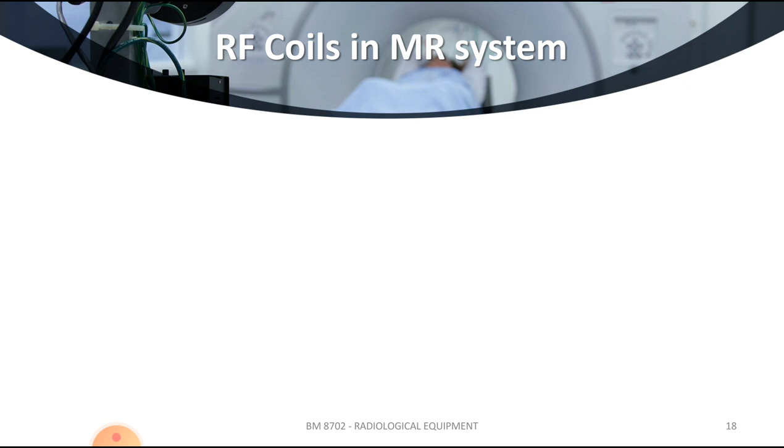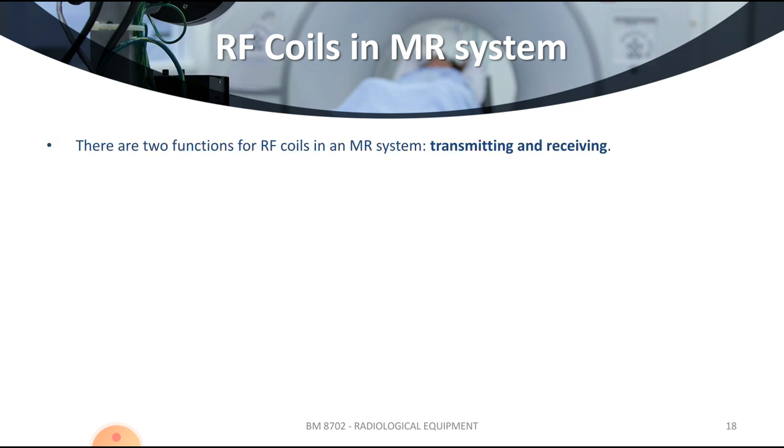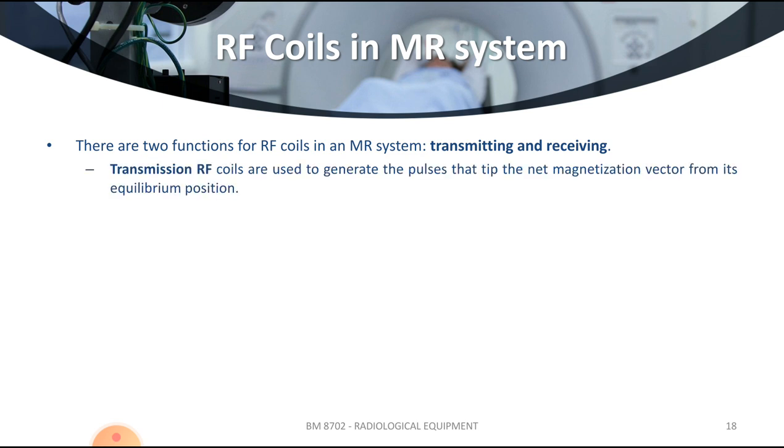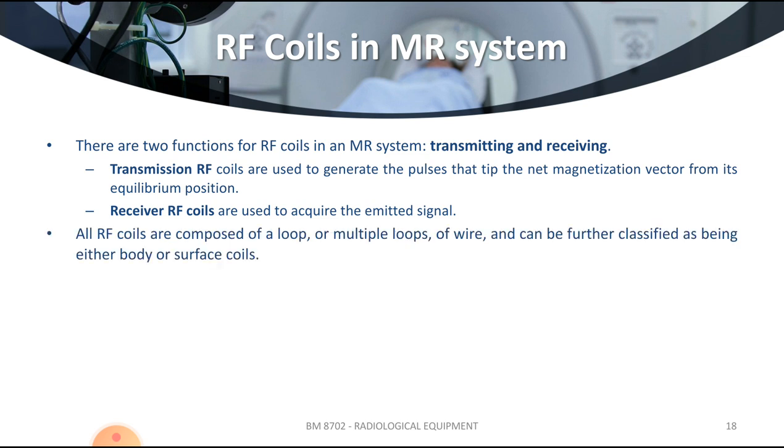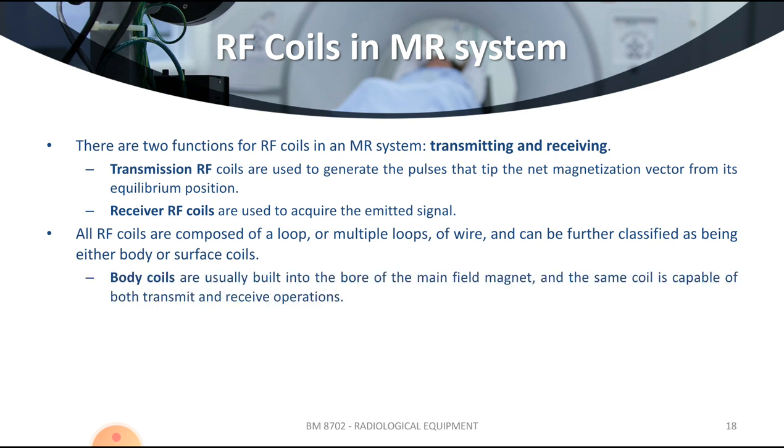And another component is your RF coil. So mainly we use RF coil for two purposes. One is for transmitting, another one is for receiving. So the transmitting coils are used to generate the pulses, and the receiver RF coils are used to acquire the emitted signal. So these coils can be of a loop or multiple loop or wire, so it can be of any type. Again it can be categorized into two types. One is body coil, which is like the main bore of the field magnet. It can transmit and receive, it can perform both the functions.